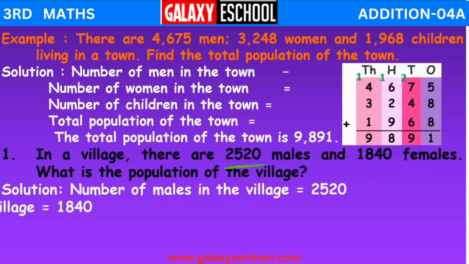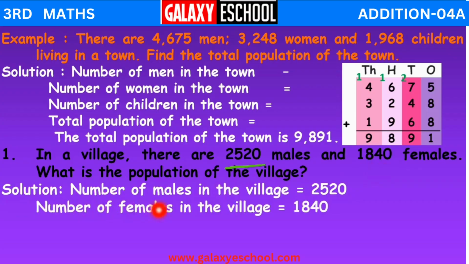Yes, the next number here is 1,840. Now what is this? It is the number of females in the village. Yes, 1,840 females. You know males and females, right? Male means a boy, or yes, all the male gender people. So the number of females in the village is equal to 1,840.